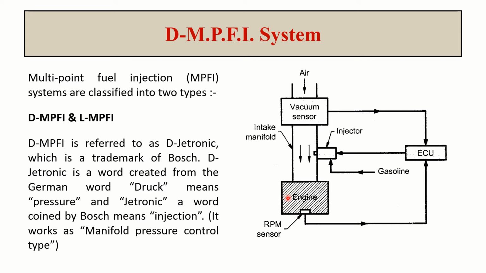So you have the engine over here, the intake manifold. Then at the intake manifold you have the injector, and the ECU will control it. Depending on the pressure, the ECU senses the vacuum, and based on that it decides what the quantity of fuel should be, and it is injected. So that's how it is manifold pressure control.